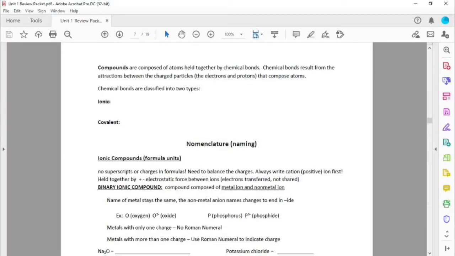Here we get to start talking about compounds and how to name and write formulas, and most of this should be review, but I wanted to put it together so that you had something to go back and listen to with all of these different types of compounds together.